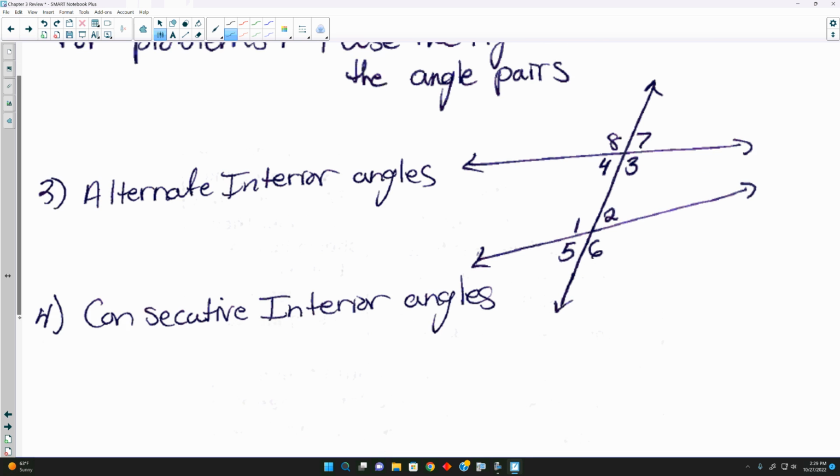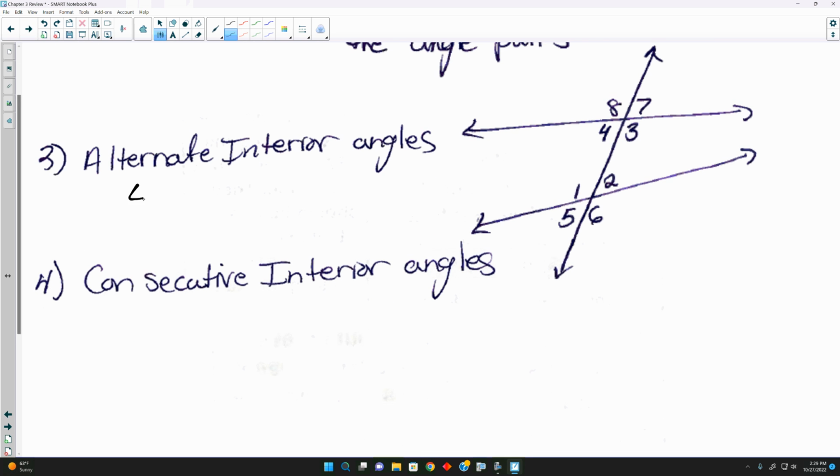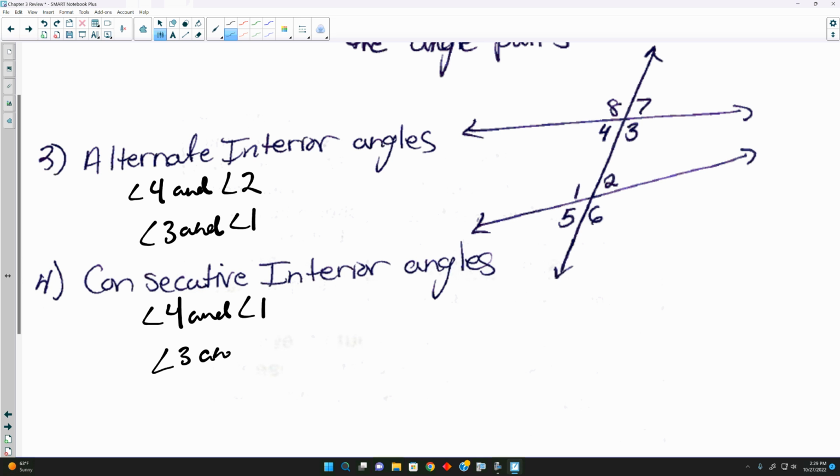Number 3, alternate interior. Okay, now we are looking at 4 and 2. Then we would also have 3 and angle 1. Consecutive interior angles would be angle 4 and angle 1. And then we'd have 3 and angle 2. Yep, 3 and 2. 1 and 4, 3 and 2. Any questions on any of these here?